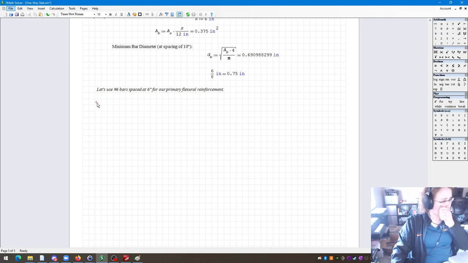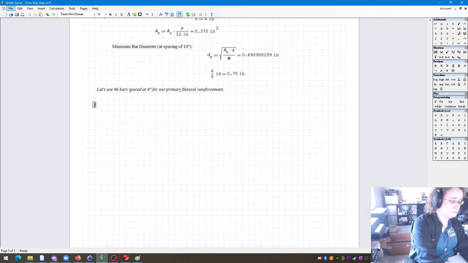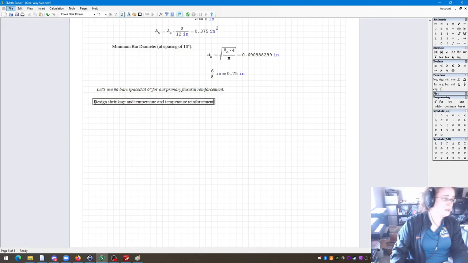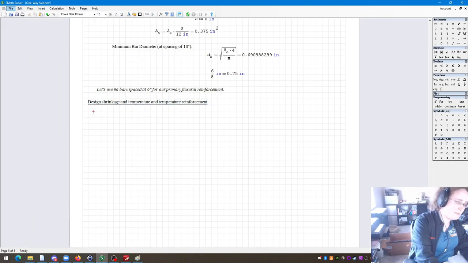So there's that. We now have the design for our primary flexural reinforcement. Now we just need to figure out the steel for our shrinkage and temperature effects. Actually, I might make this its own section. Design, shrinkage, and temperature reinforcement.